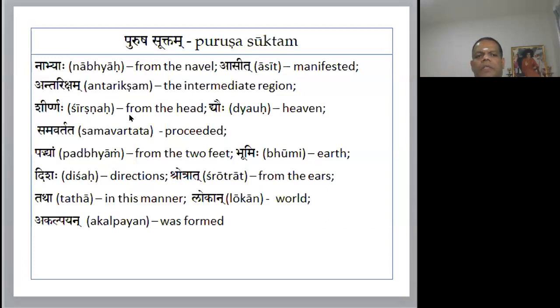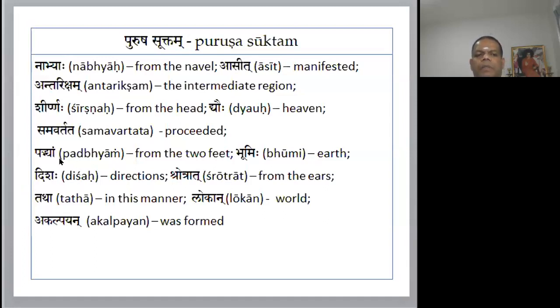Shirshnaha. Shirsha means head. So Shirshnaha means from the head. From his head, Dyau. Dyau is heaven. Samavartata. So Samavartata, I use the word proceeded. That means it came to be. So from the head of the Purusha, heaven came to be. From the middle, from his nabhi, came the antariksha.